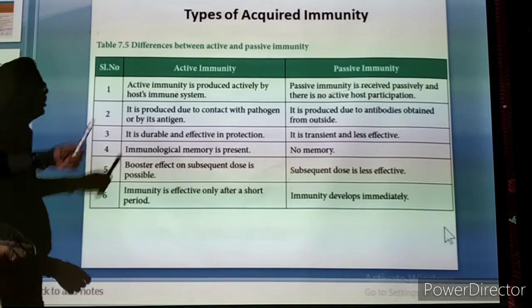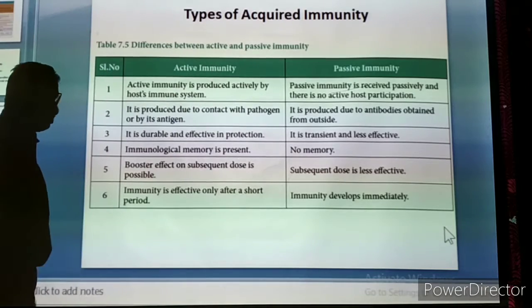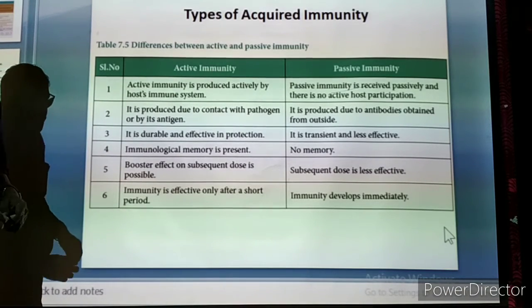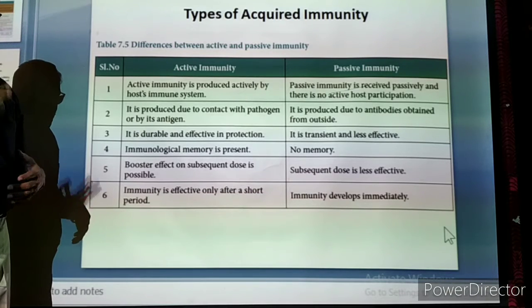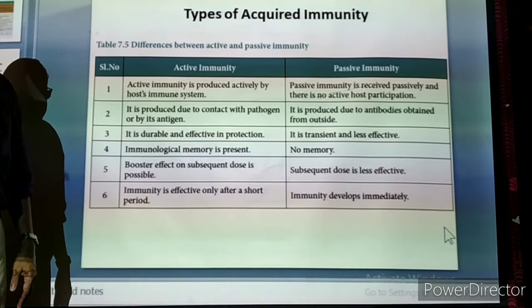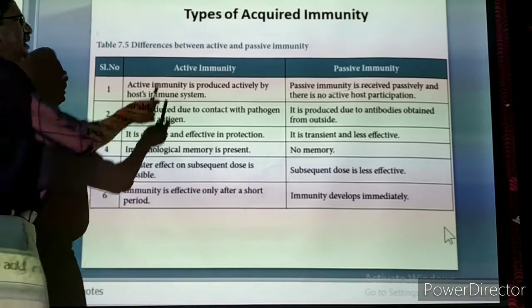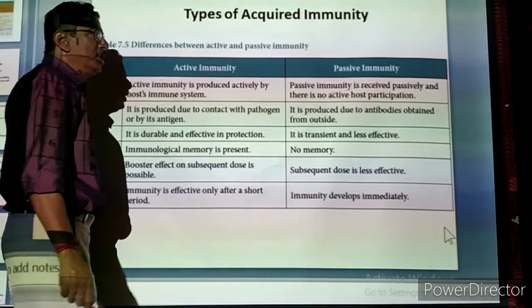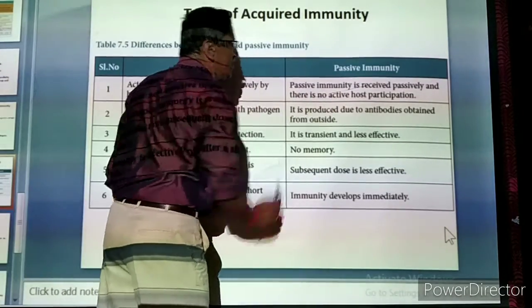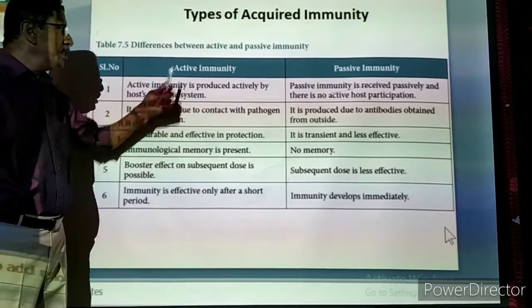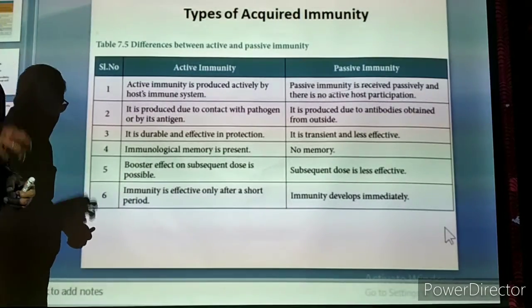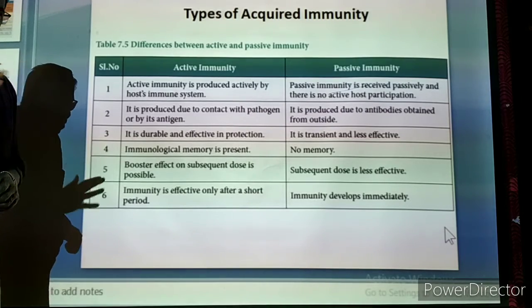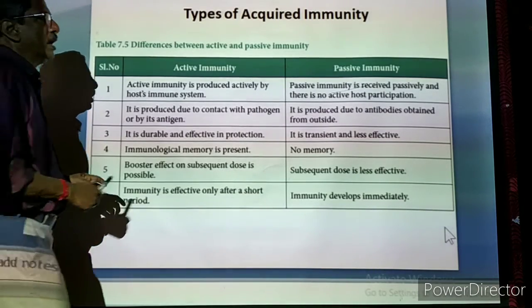Now we are going to talk about types of acquired immunity. There are two types of acquired immunity. Acquired immunity, I already told you, is developed slowly one by one after birth. In that, the first one is called active immunity, the second one is passive immunity. Active immunity means the immunity developed by the individual's body, and it will be there permanently for a long time.